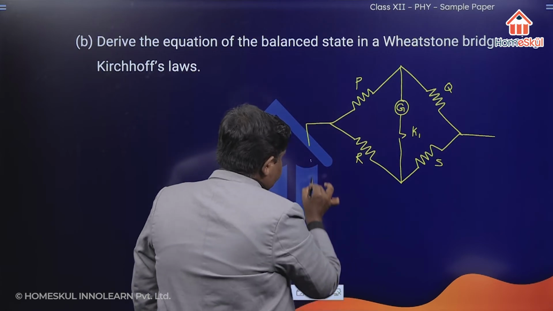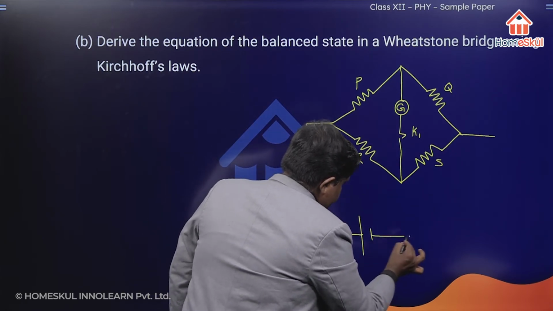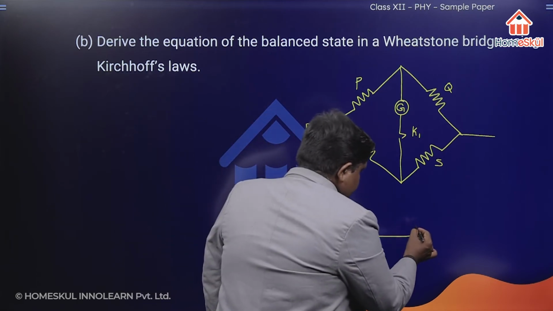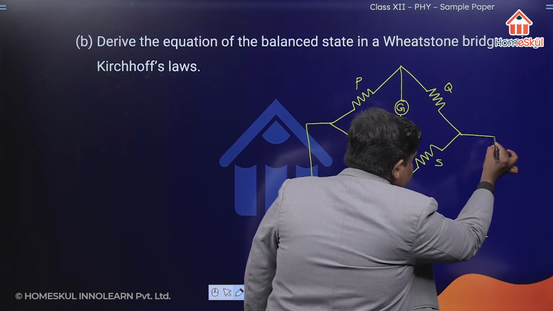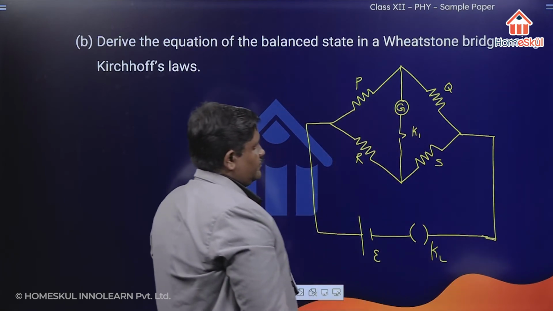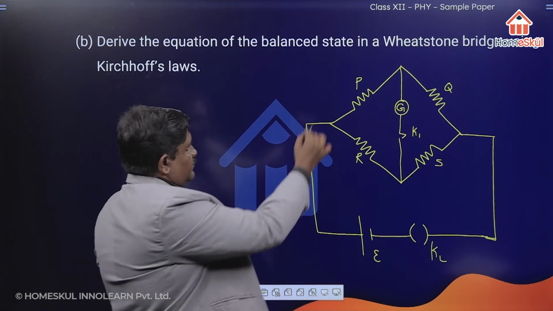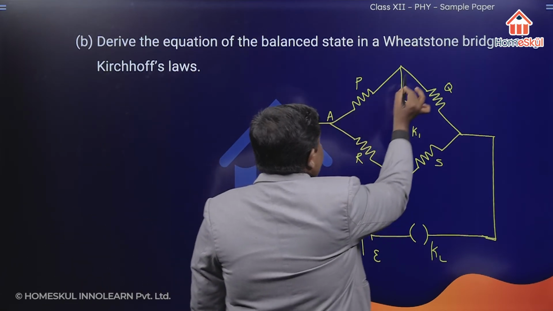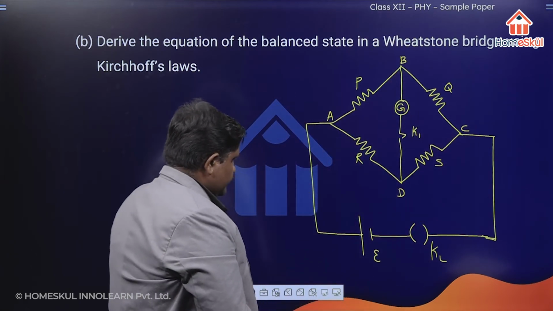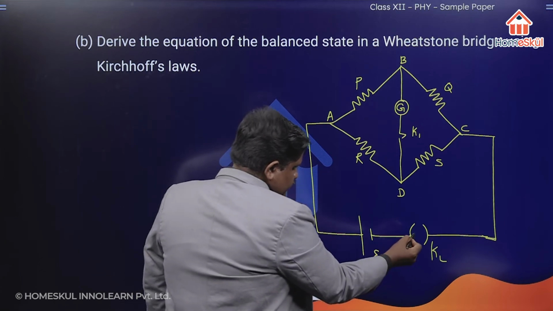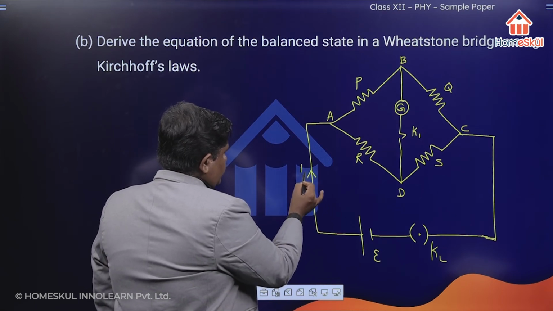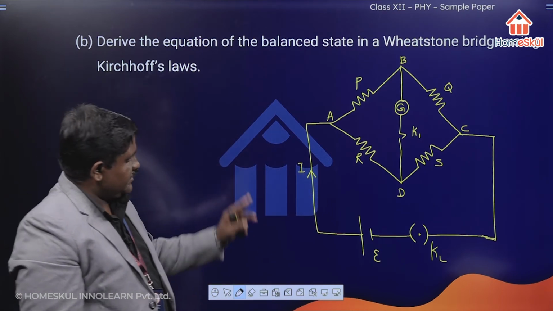Now this is a cell having EMF E and a key K2. Okay, now we mark this loop as A, B, C, D. Then if we close this key K2, current I will flow through the circuit, right? Current I will flow through this circuit.